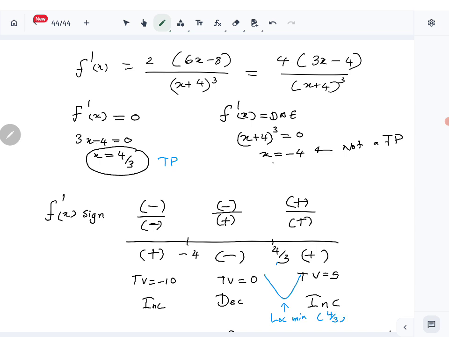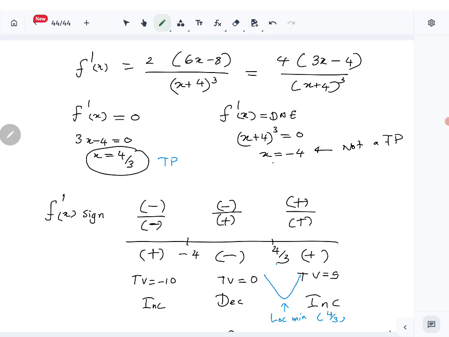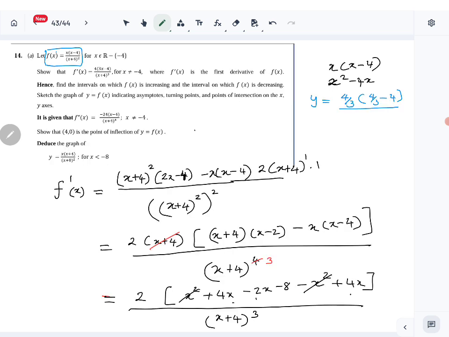So let's find the y value. To find the y value, I have to substitute into the function. Y equals 4 over 3 times 4 over 3 minus 4, over 4 over 3 plus 4 squared, not cubed, sorry, squared. So what do we have? 4 over 3 minus 4 means minus 8 over 3.